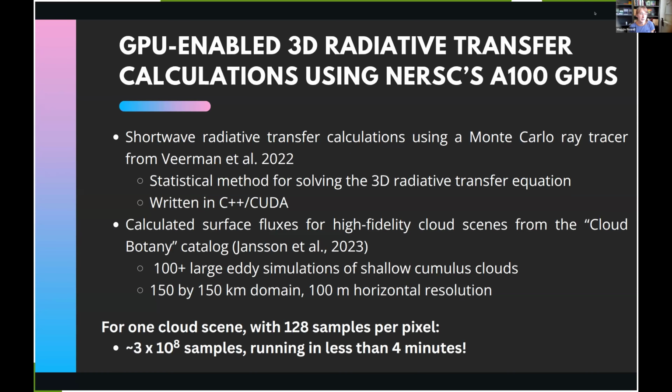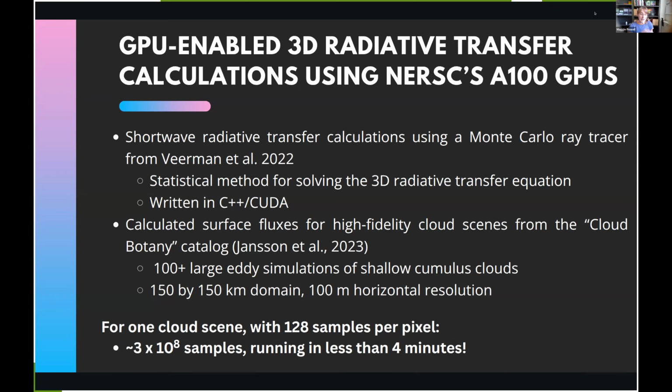The way we get around this is by using some fast code and NERSC GPUs. We do our shortwave radiative transfer calculations using a Monte Carlo ray tracer from a group at Wageningen University. This is a statistical method for solving the 3D radiative transfer equation, and the code is written in C++ and CUDA. We calculate the surface fluxes for a large number of high-fidelity cloud scenes from a data set called the Cloud Botany Catalog.